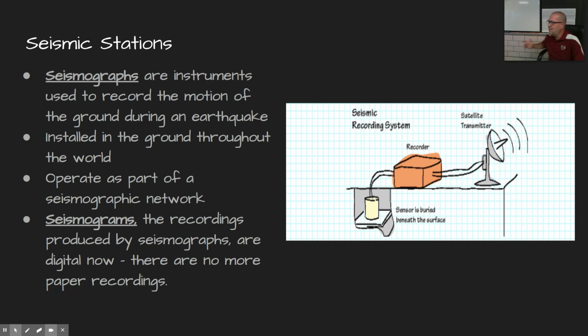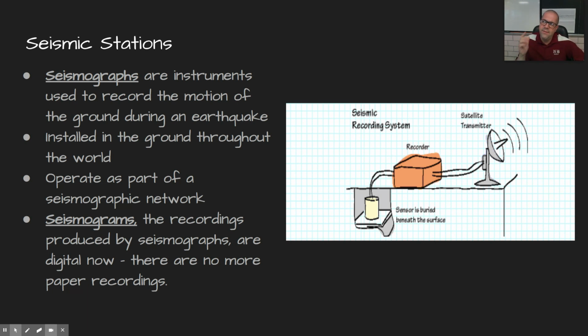They operate as part of a seismic network, and they produce seismograms. I know it's tough to see the one behind me right here on the wall. You'll see it when you come into school, though. This is an actual copy of the seismograph from the Great Alaskan Earthquake way back in 1964. Okay, that was over a 9, right? Most of them are digital now. You don't get big paper ones like this. But they show up very clearly on the computer, just like you would see it on paper.